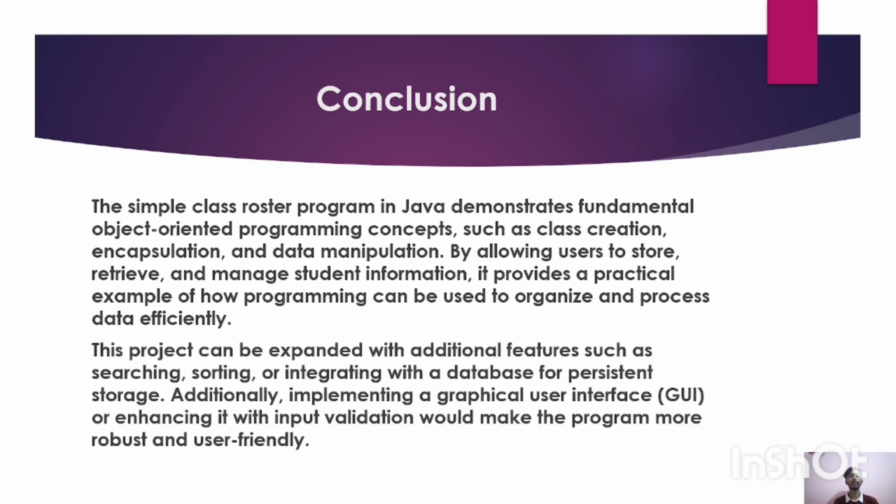Conclusion. The simple class roster program in Java demonstrates fundamental object-oriented programming concepts such as class creation, encapsulation, and data manipulation. By allowing users to store, retrieve, and manage student information, it provides a practical example of how programming can be used to organize and process data efficiently. This project can be expanded with additional features such as searching, sorting, or integrating with a database for persistent storage. Additionally, implementing a graphical user interface or enhancing it with input validation would make the program more robust and user-friendly.